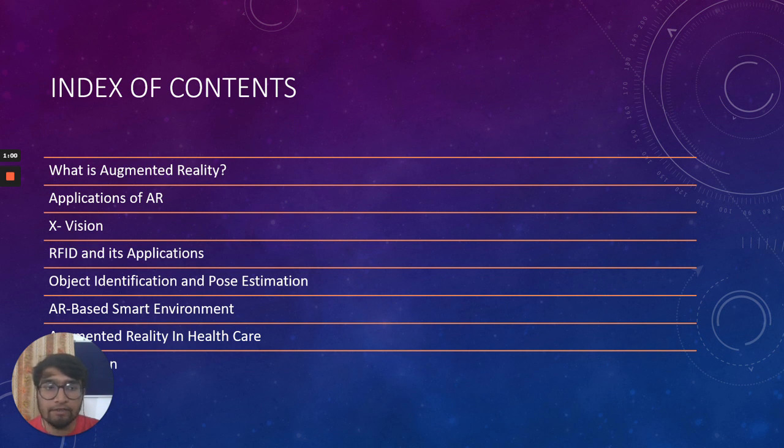Then RFID is one of the concepts I'll be talking about, on which the X-Vision tool is majorly based. The second part of that, basically the idea behind X-Vision, is object identification and pose estimation. I will be talking about that too. Then we have the complete smart environment, the IoT based environment, which is basically created using both RFID and object identification and pose estimation. And then finally, how augmented reality is helping us in the field of healthcare, and how X-Vision is changing things in the field of healthcare.